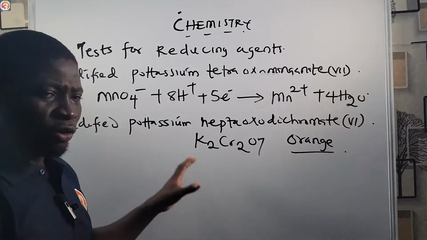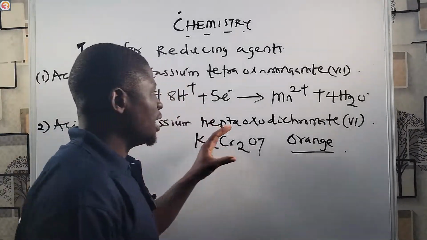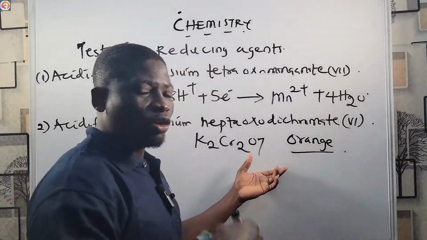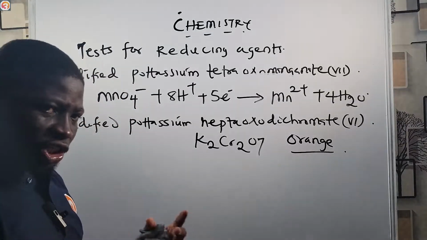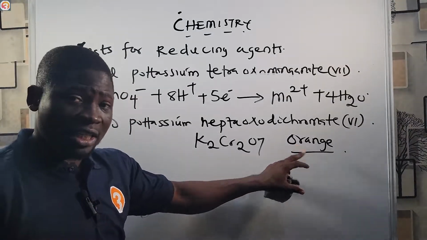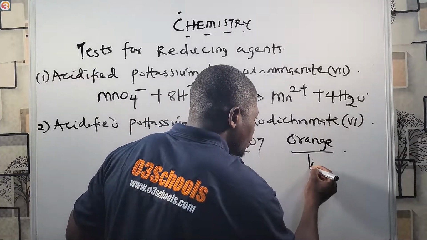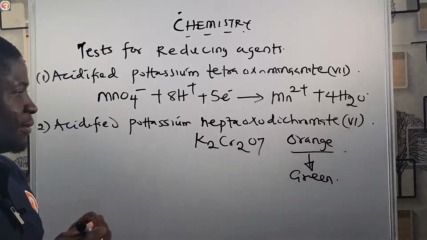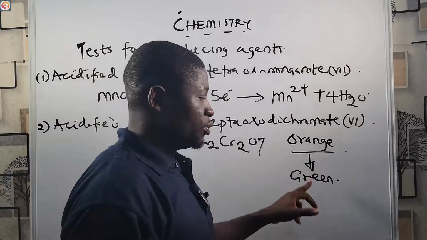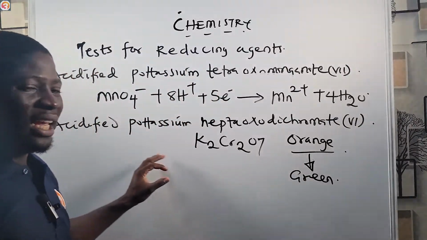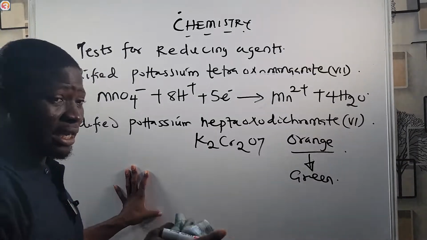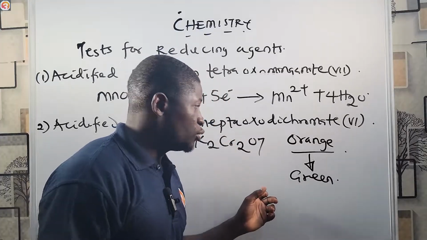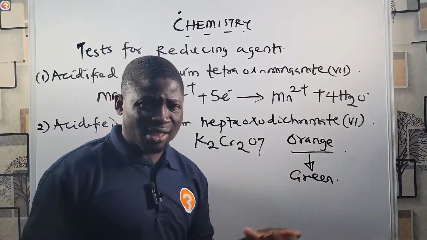Now when an unknown substance is added to acidified potassium heptaoxodichromate 6, that is K2Cr2O7, and the color changes from orange, as it was initially, to green, then that substance is a reducing agent. That means reducing agents change the color of K2Cr2O7 from orange to green. That is all the interpretation.